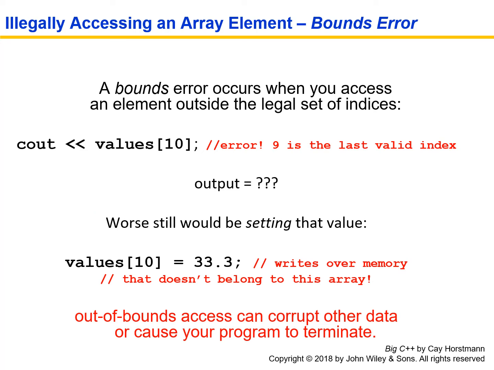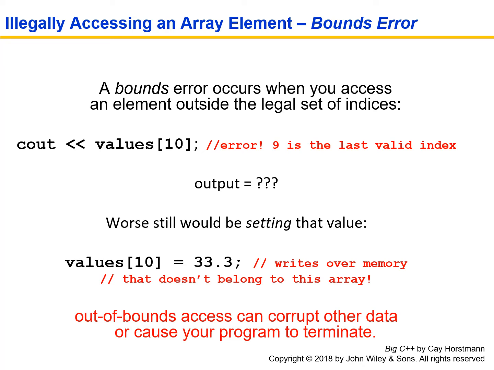Okay. An error. It is very common for beginning programmers, it's even common for some experienced programmers, to forget this rule about indexes being one off from the number of the item in the list. So if you're trying to say, well, I want to output the last item in a list of 10 values, you might write cout values at 10. That's an error. 9 is the last valid index. Okay, what would the output be?